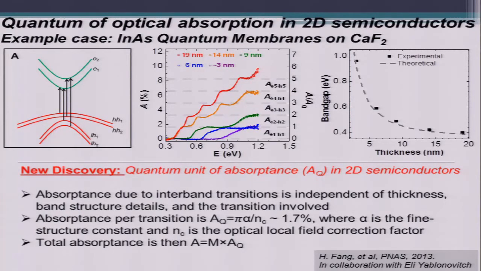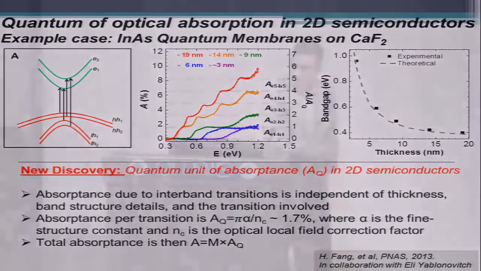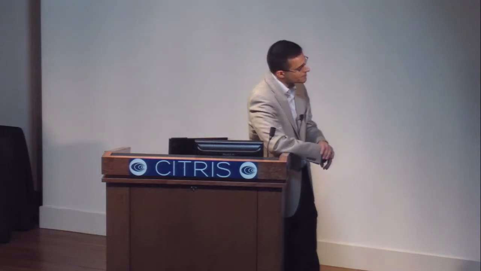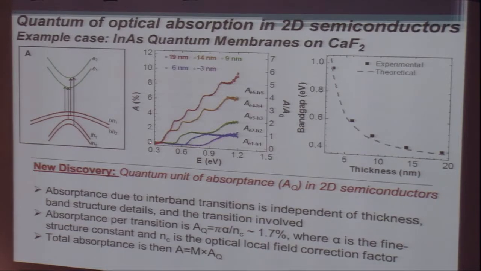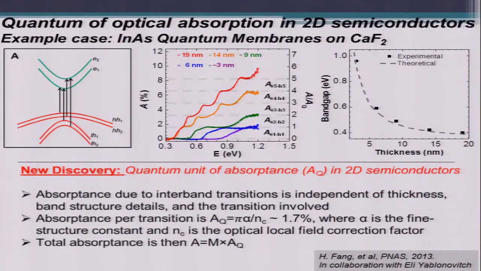The other interesting feature that we saw is this stepwise absorption. And of course, that's expected for a quantum well material system. And this is at room temperature. So this tells us that we have a clean quantum membrane. It is a quantum membrane, and nothing special about it. But what is unique, and this is work that we did with Eli Jablonowicz, is to look at the magnitude of each peak, the stepwise absorption that is due to these inter-band transitions between the 2D subbands.